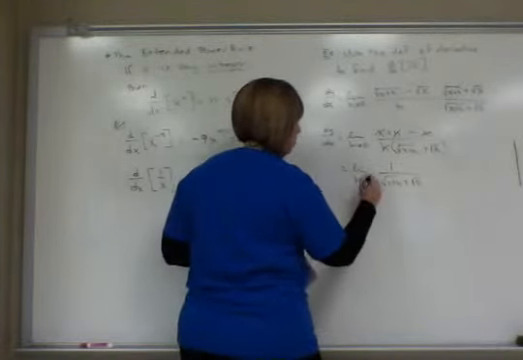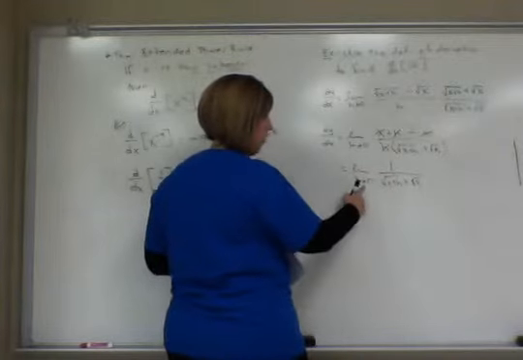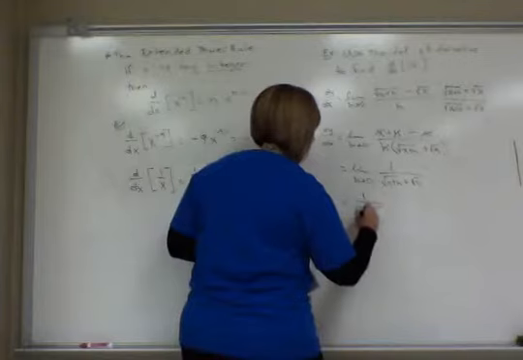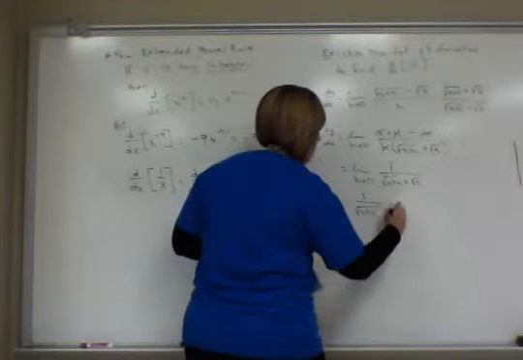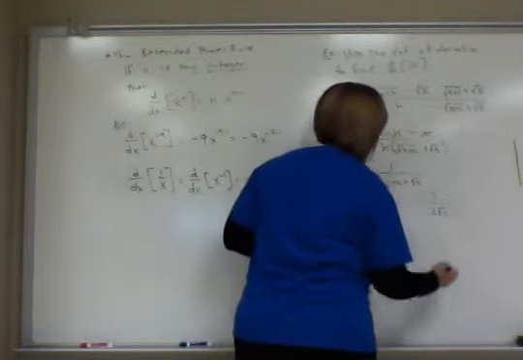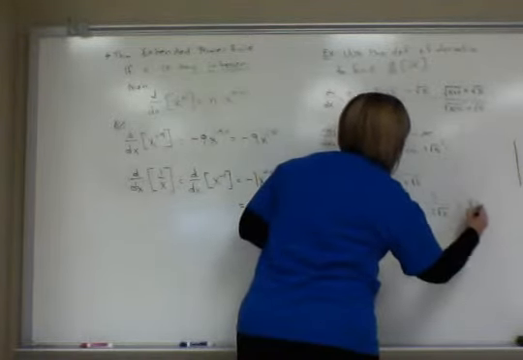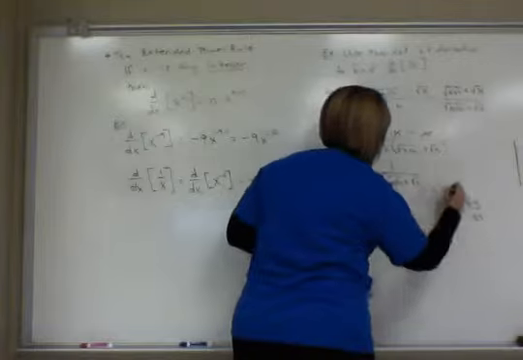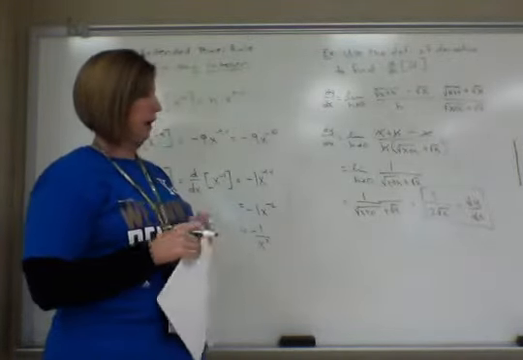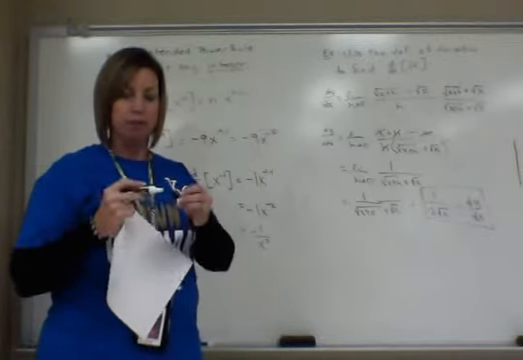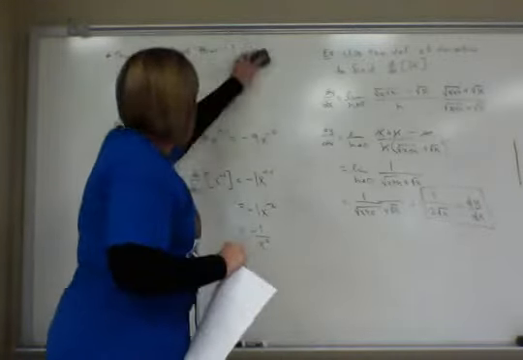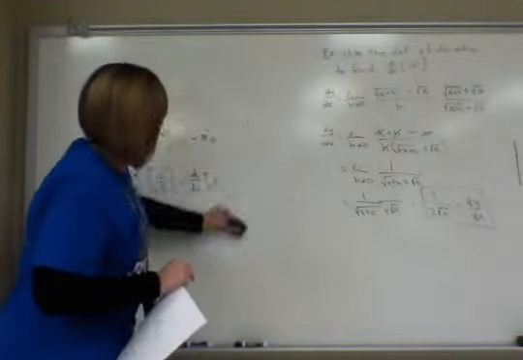Now I am ready to find the limit as h approaches 0, so I'm going to have 1 over the square root of x plus 0 plus the square root of x, or 1 over 2 square roots of x. And that is our derivative of the square root of x. So pause the video now if you need to go back and work through some of that yourself and see what's going on.